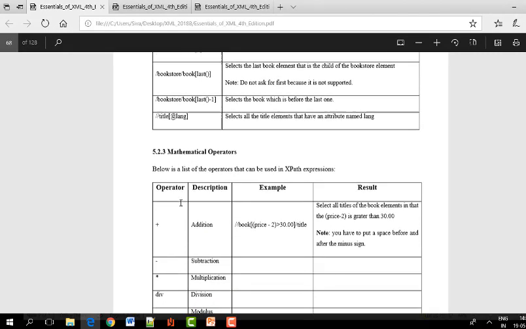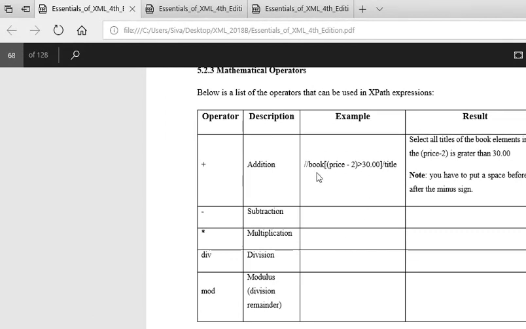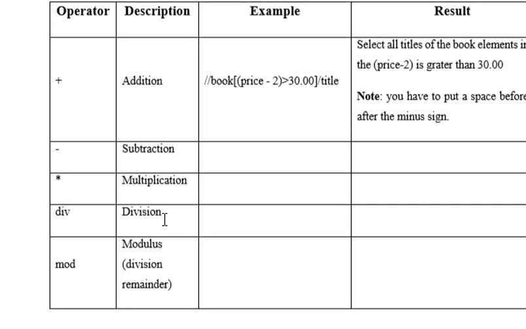operations, mathematical operators that can be used. This was also used in one of the exercises earlier, and the same thing is being discussed here, which is very simple. For example, you can also add complex functions, some complex operations like this, where the price element minus 2 is more than 30. So you can select all the titles. I'm going to select all the titles of the book elements where the price minus 2 is more than 30. So this is what is interesting. The same way you can apply different mathematical operators.